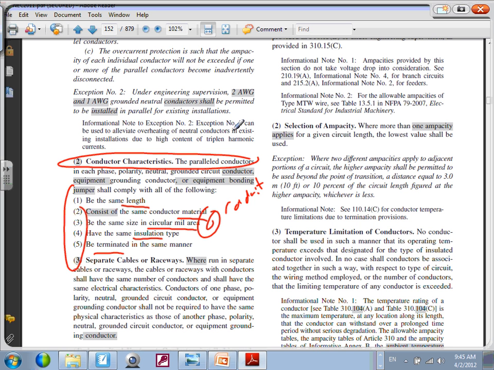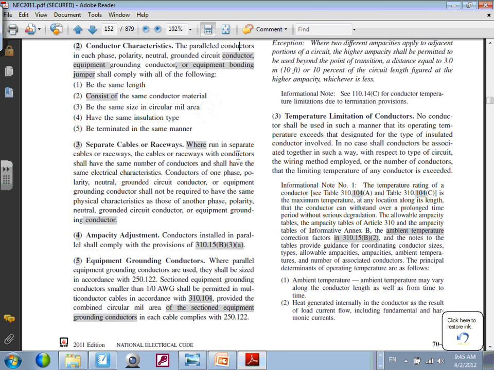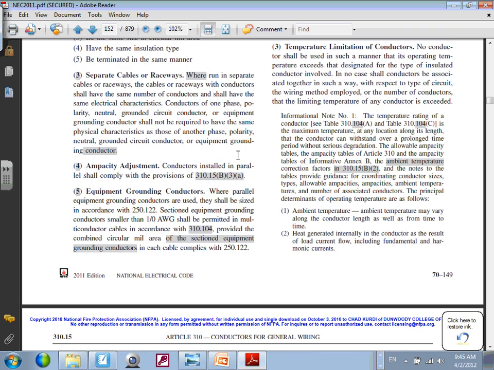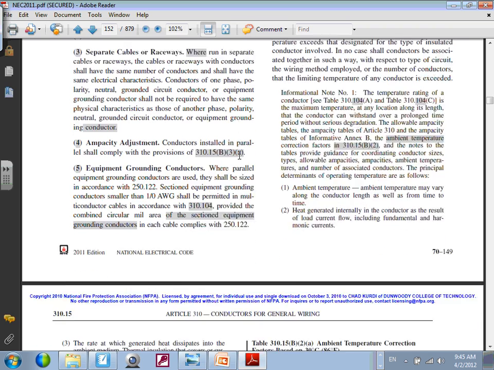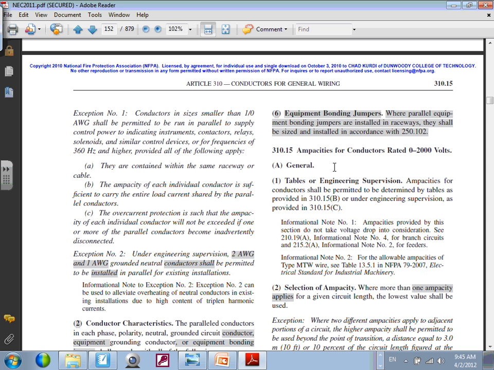Okay, so parallel conductors, and they apply for the neutral, the ground, and everything else. All the conductors that you can parallel. Okay, separate raceway ampacity calculation. For art, let's say equipment ground conductor.